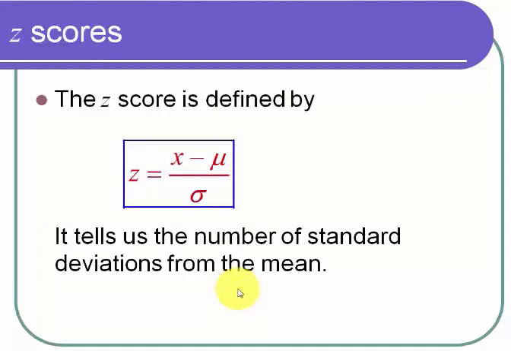The next topic is z-scores, which are actually very important. What they do is they combine a value, the mean, and the standard deviation all in one formula that will help us really understand how unusual or how far a value is from the mean. The z-score is defined with this formula: z equals x minus mu divided by the standard deviation. And it tells us the number of standard deviations from the mean. So let me give you an example.